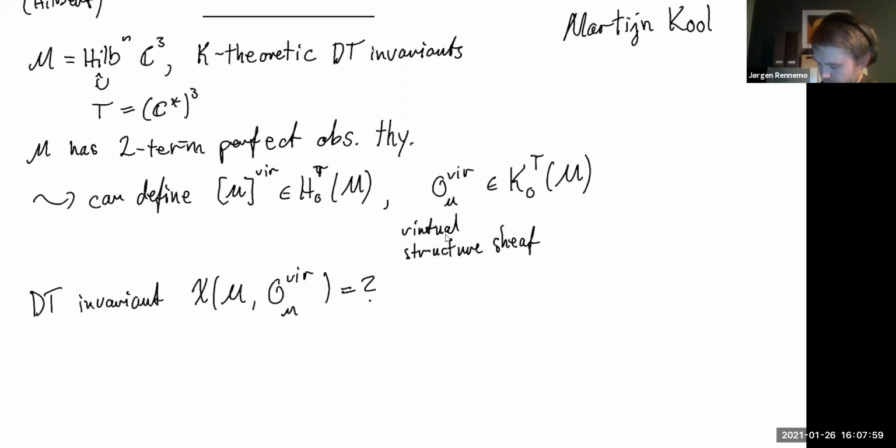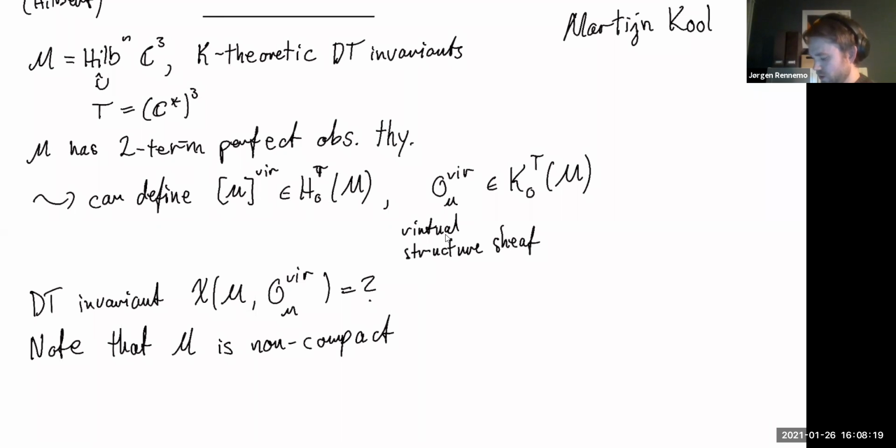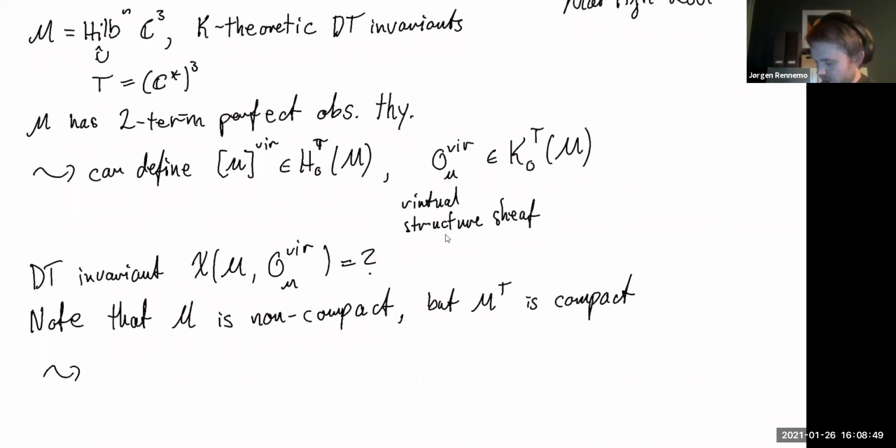First of all, you should note that this doesn't make sense on the face of it. Note that M is non-compact. So you're not allowed to apply this chi operation taking alternating sums of H^i's. Well, at least it's not obvious you're allowed to do that. But in this case, the fixed point locus is compact, which means that really you are allowed to interpret this thing.